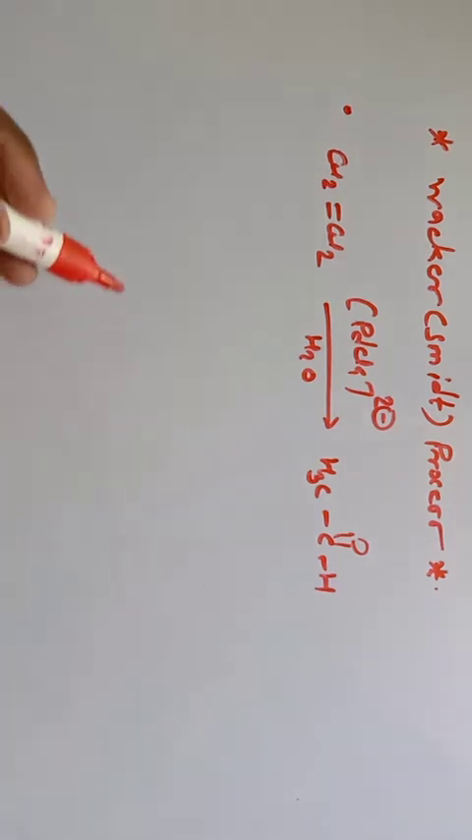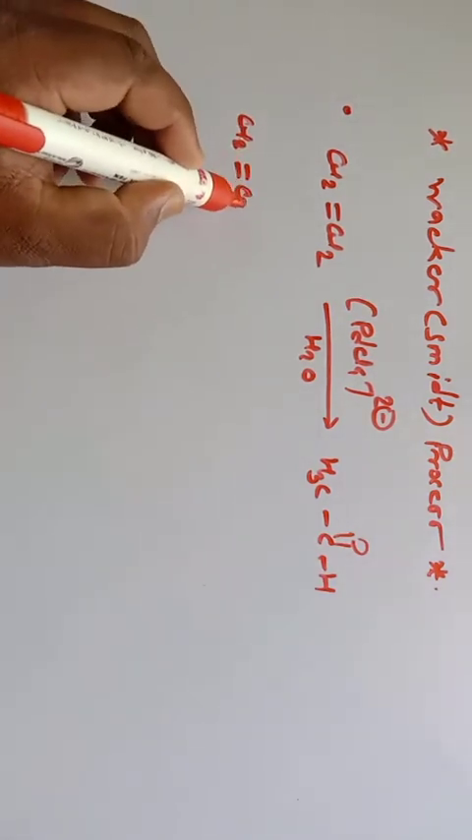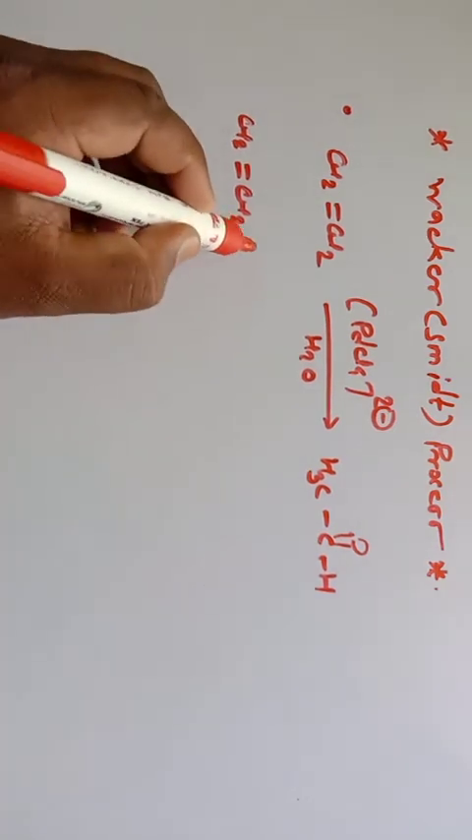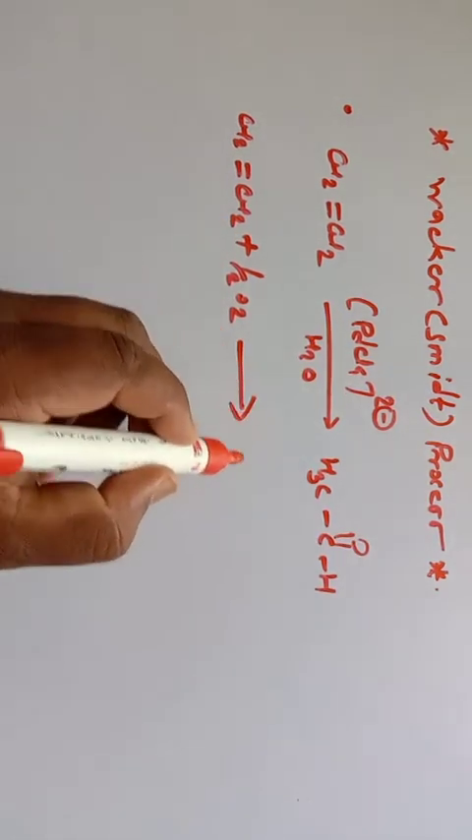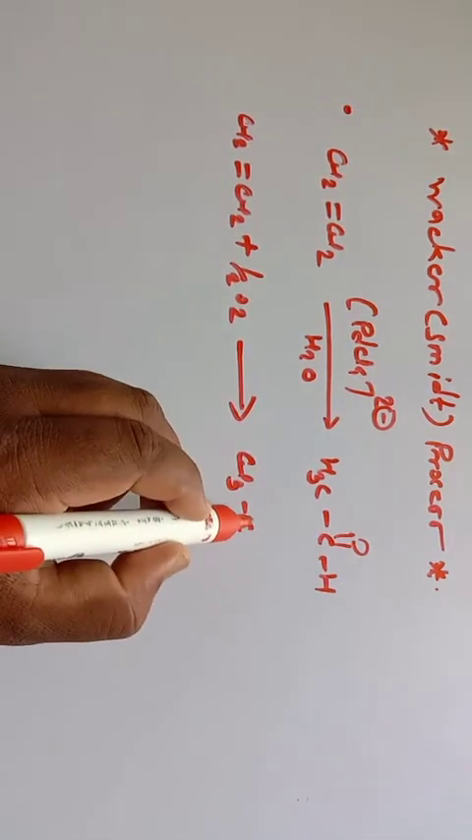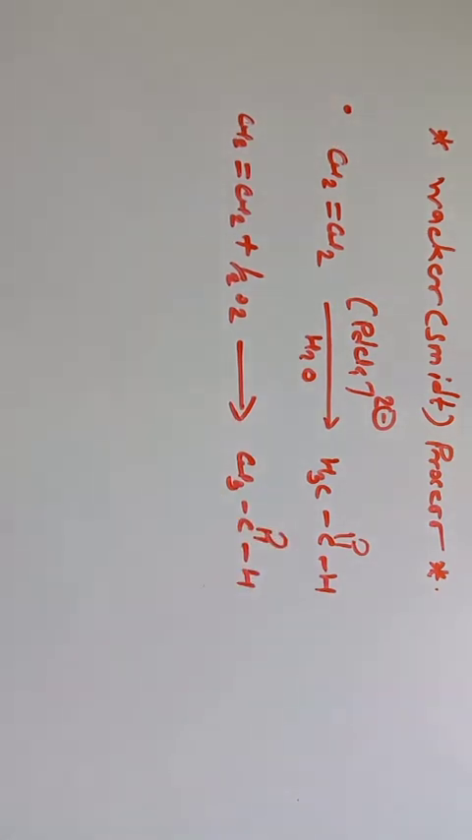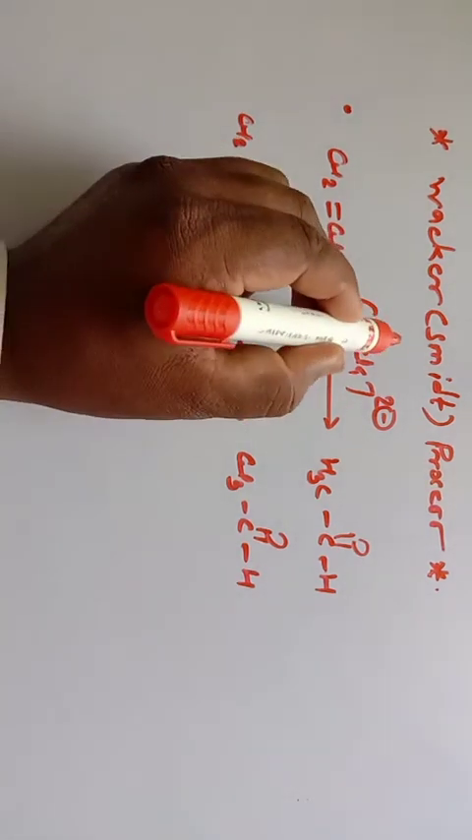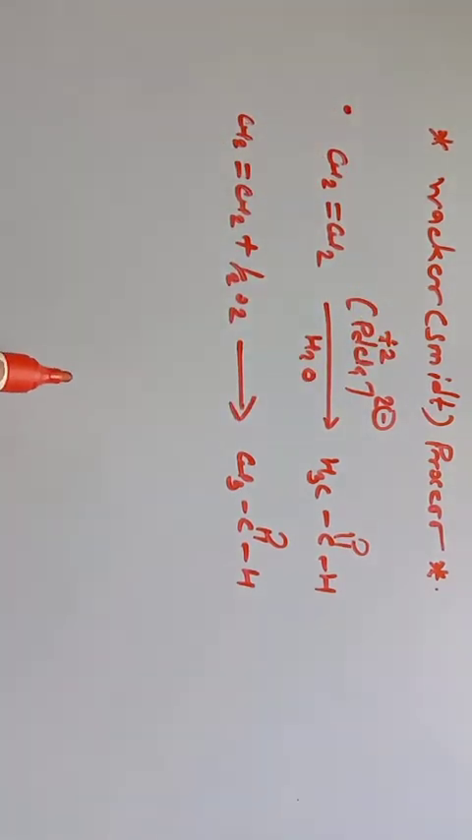We can write this reaction as CH2=CH2, the carbon-carbon double bond, in presence of one half O2, and it converts into CH3CHO. So alkenes in presence of one half O2 and PdCl4 2-. So in this case, this Pd is in plus 2 oxidation state.